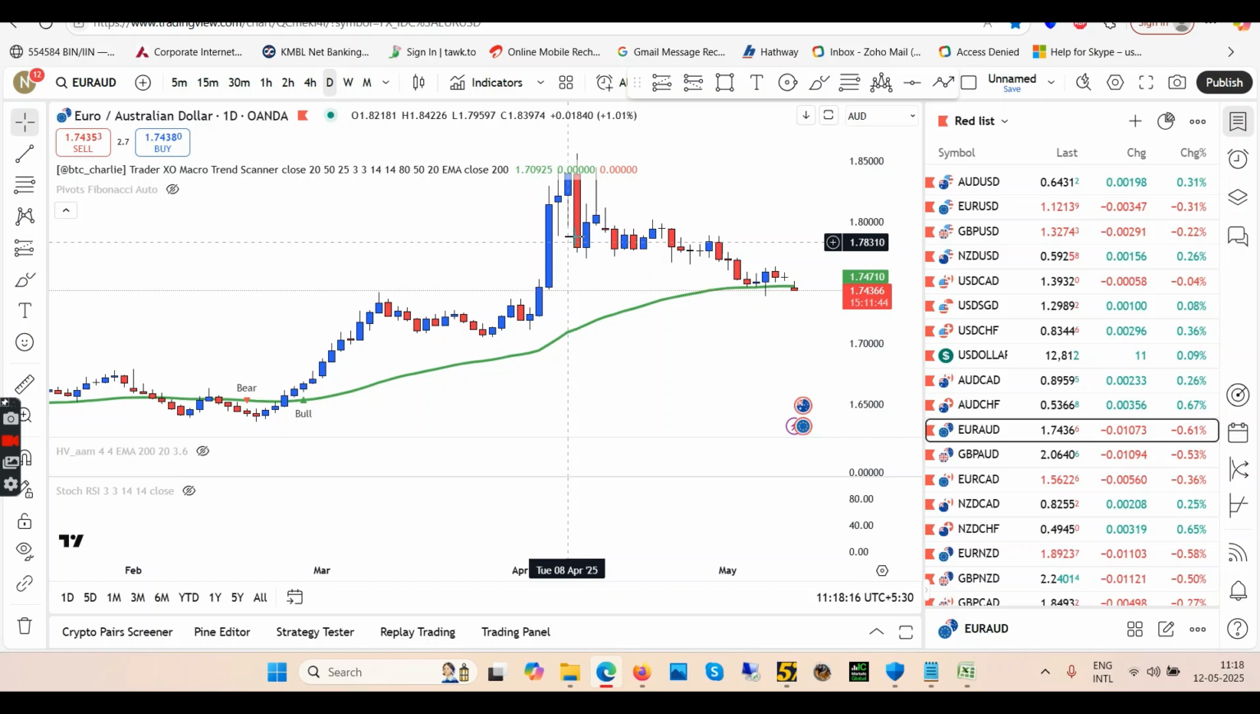But the downtrend started right from here. This long red candle ate the previous blue candle. So this was the confirmation when this reversal started. But now we are officially in the downtrend.